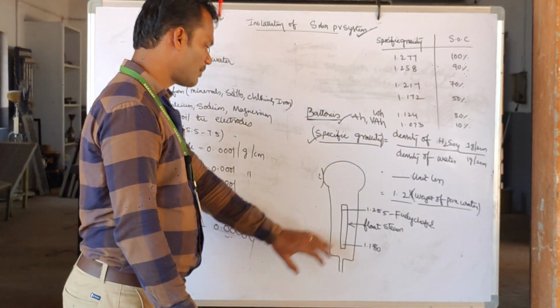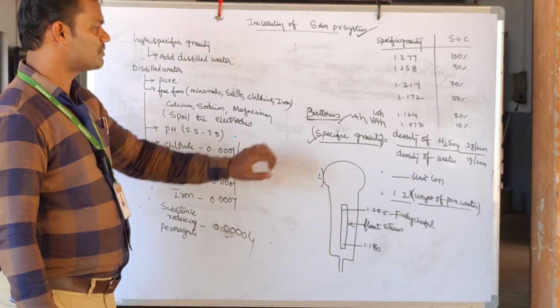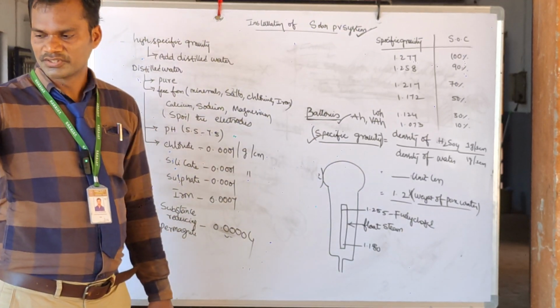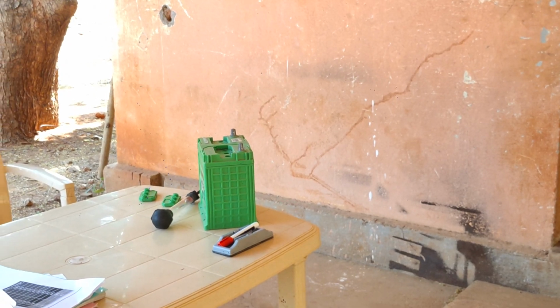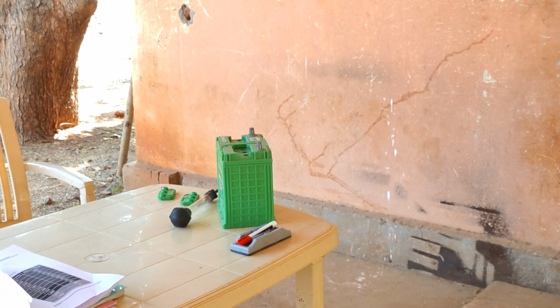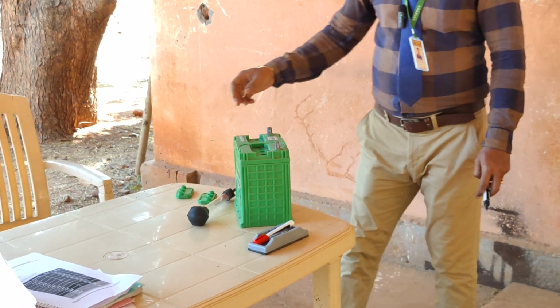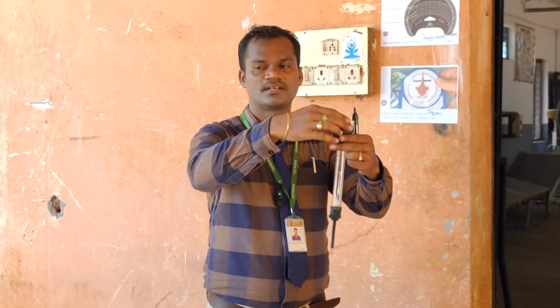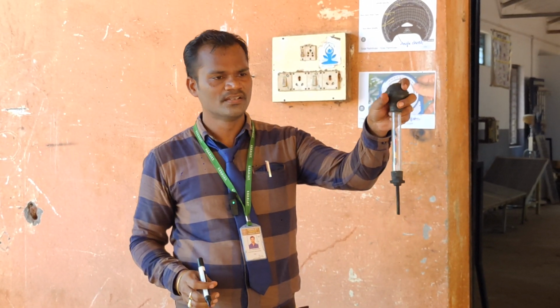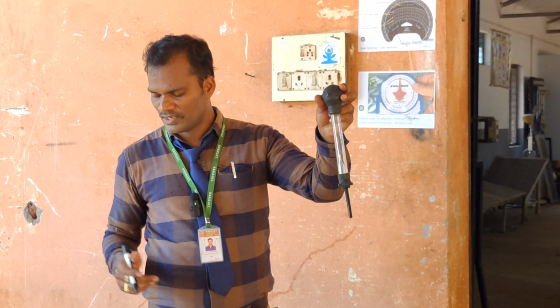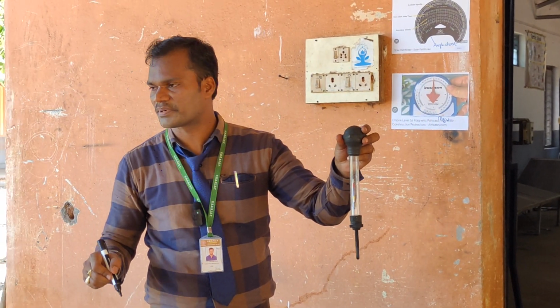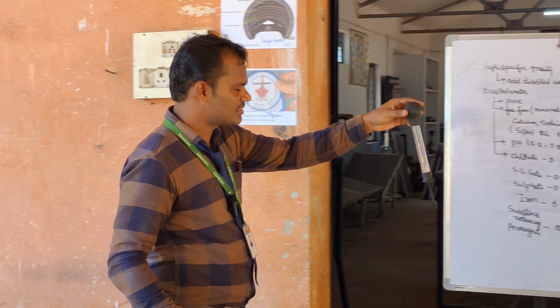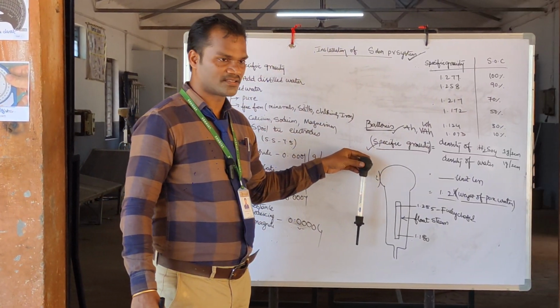Okay, now coming to how to measure the specific gravity of a battery. Here you have the battery. We are going to measure the specific gravity of this battery. In order to measure the specific gravity, we are going to use a meter, which is called a hydrometer. This is used to check how much electrolyte is present inside the battery, and the structure seems to be like this.